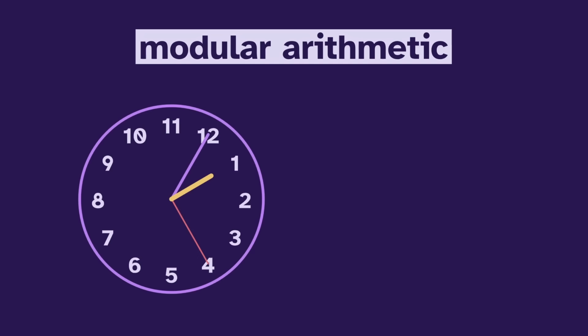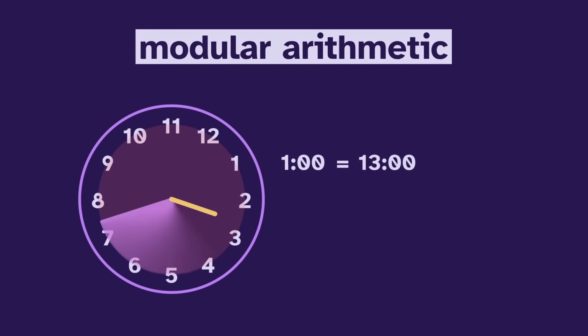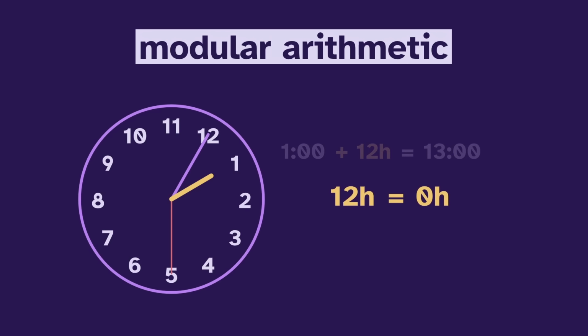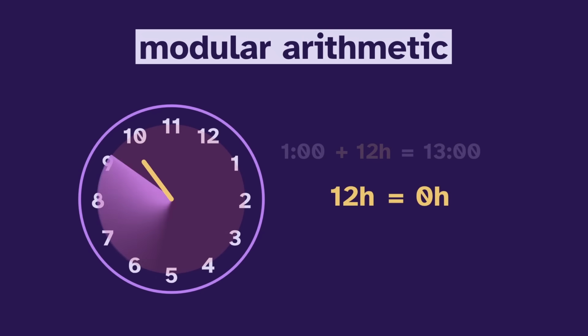It all comes down to modular arithmetic. The typical example of this is a clock. 1 o'clock is the same as 13 o'clock, because a 12-hour interval returns the clock to the same spot. 12 hours equals 0 hours from the clock's perspective. It's like Sisyphus, forever spinning, trying to find some new 13th number, but always returning back to this.